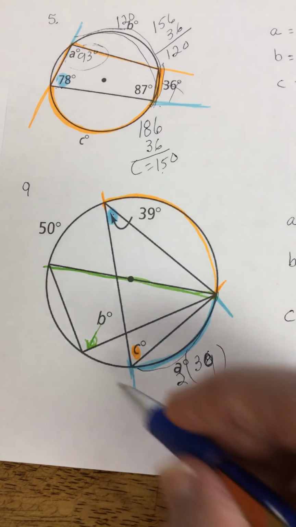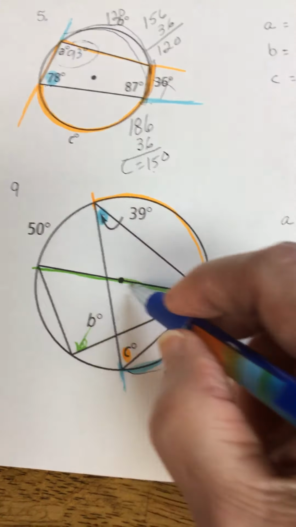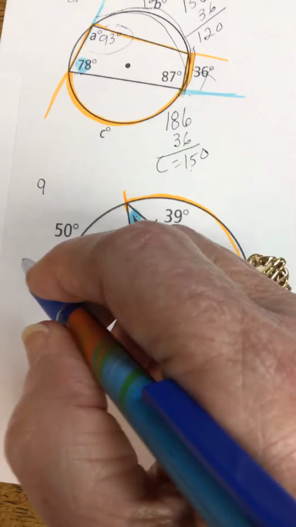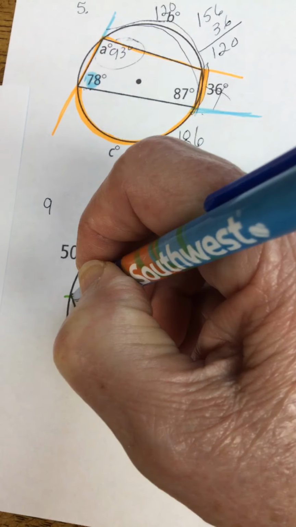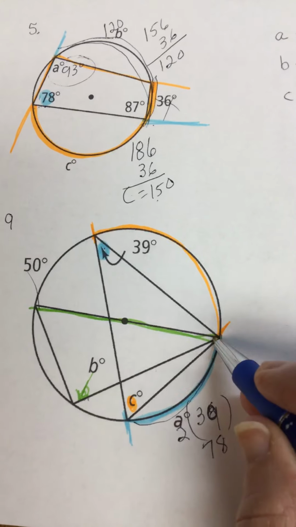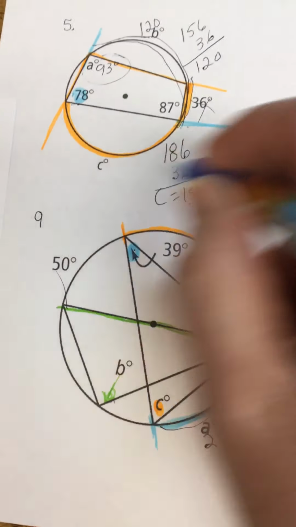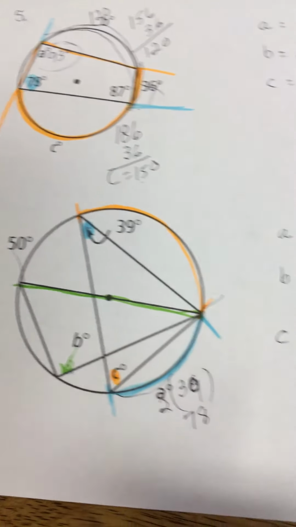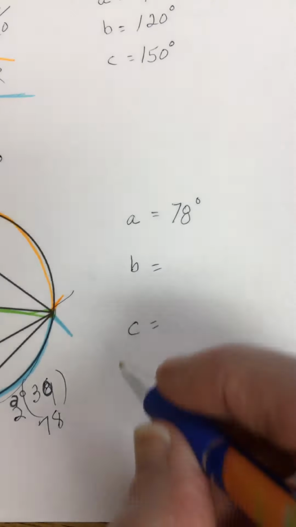What about B? It's important that you notice this green line right here is a diameter. B has got to be a 90-degree angle for two reasons. It's drawn inside a semicircle, or it is intercepting a semicircle. Either way you see it, B has to be 90 degrees.